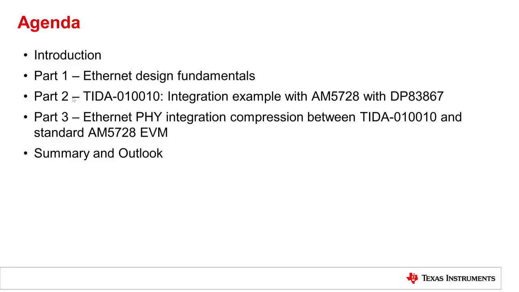We start with an introduction and then we look at three different parts. The first part is about Ethernet design fundamentals. In the second part, we look at a specific TI reference design where we have an integration example with the AM5728 processor with the DP83867 Ethernet PHY. Then in the last part, we look at Ethernet PHY integration comparison between the TIDA-0110 and the standard AM5728 EVM. We conclude with a summary and outlook.